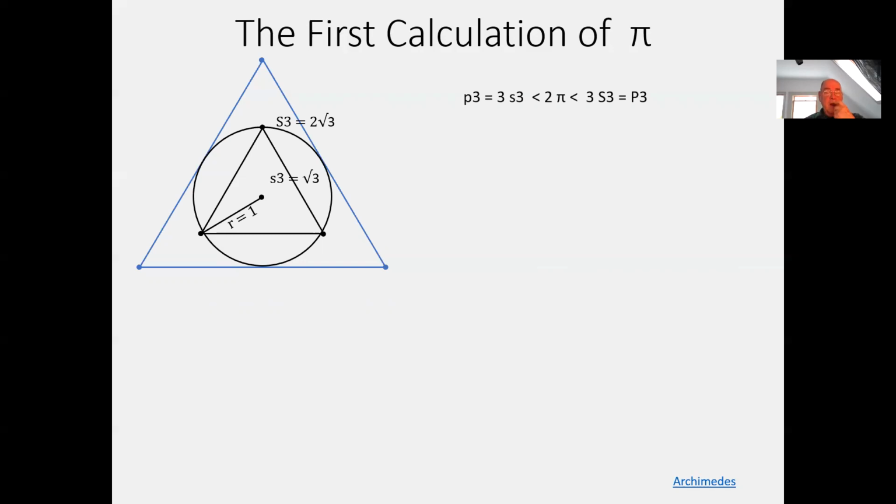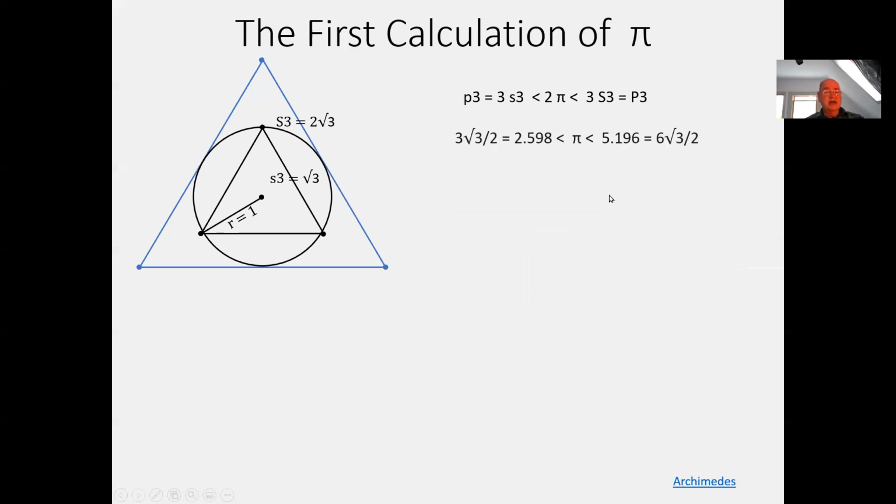Well, then the little perimeter, which is 3 times the little side, has got to be less than 2 pi. Clearly, this distance all the way around is less than the distance here. And that 2 pi is less than 3 times the big side, the big perimeter. Clearly, it's bigger. This distance here is smaller than the distance all the way around. So he's trapped 2 pi in between the little perimeter and the big perimeter.